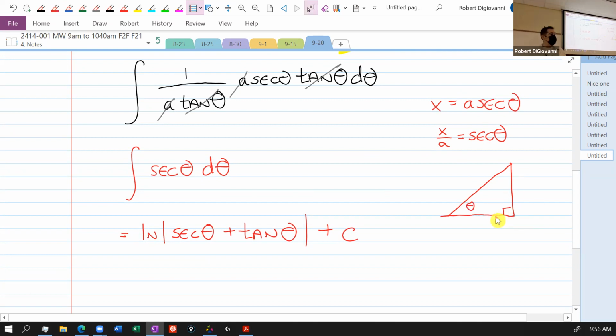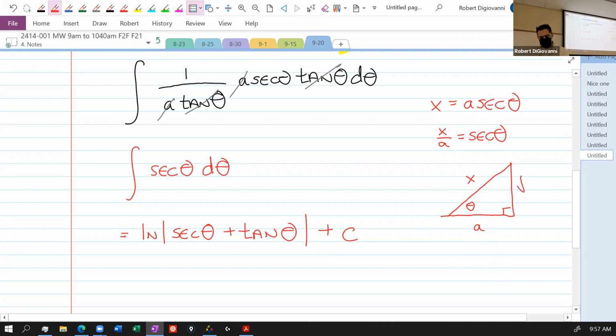Opposite over hypotenuse is sine. Cosine is adjacent over hypotenuse. Secant would be the reciprocal of cosine, so that's hypotenuse over adjacent. That means my hypotenuse should be X and my adjacent should be A.